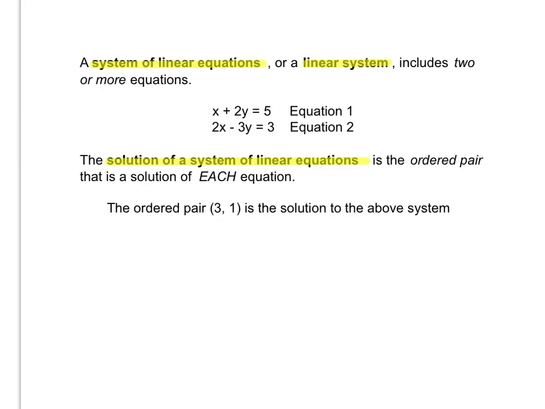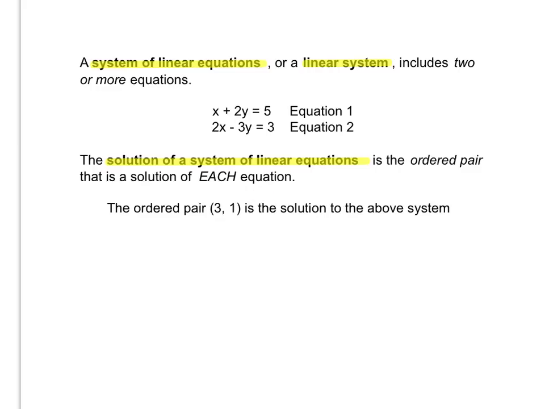A couple definitions here. A system of linear equations, or a linear system, includes two or more equations. So for example, this right here forms a linear system where we got one equation and another equation. We could have 3 equations, 4 equations, but for right now we'll be dealing with 2 equations. The solution of a system of linear equations is the ordered pair that is a solution of each equation.